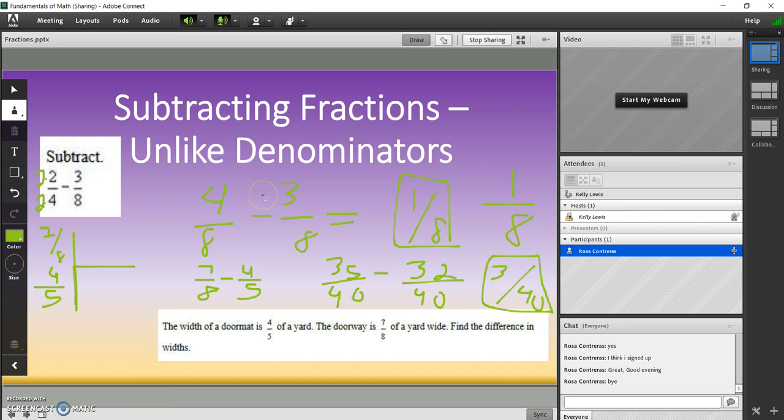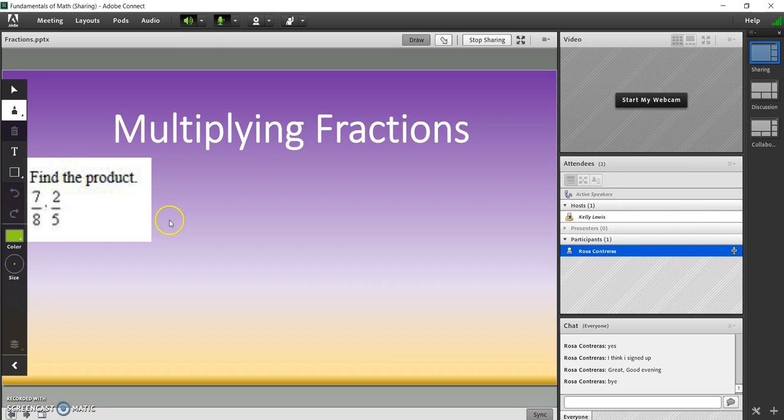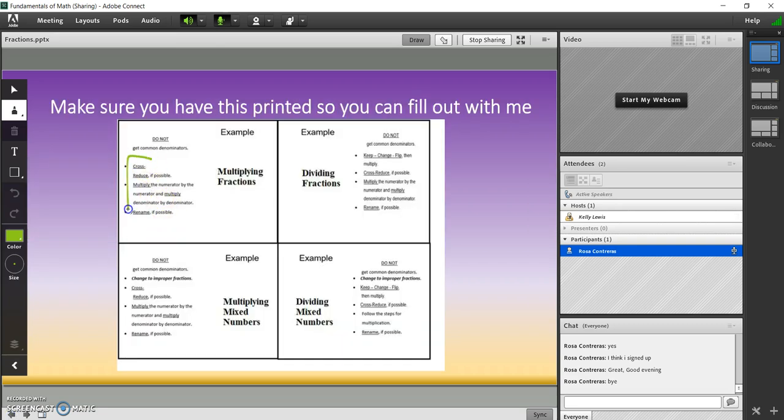Okay, so we finished this problem, and let's go to the next one. I'm going to do multiplying and dividing fractions. If you like steps, there's some steps. Mixed numbers is going to be in the next video, so I'm skipping it right now.